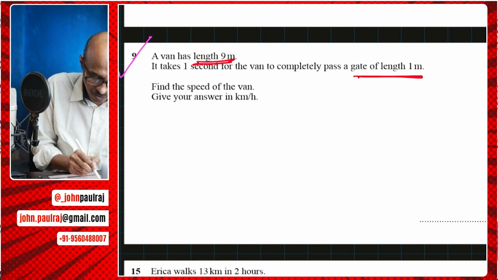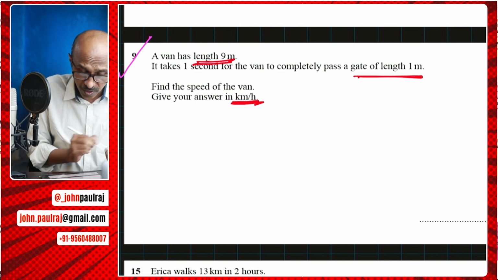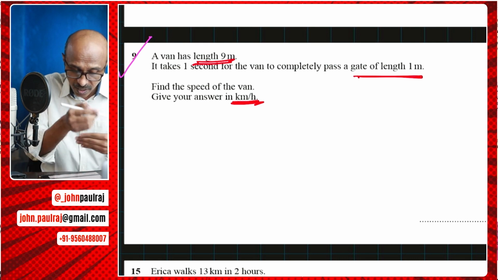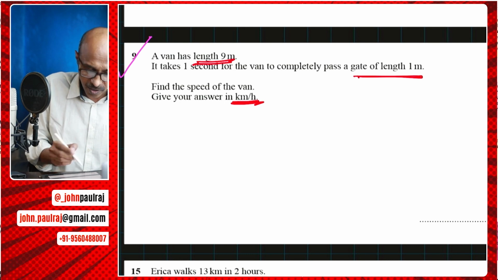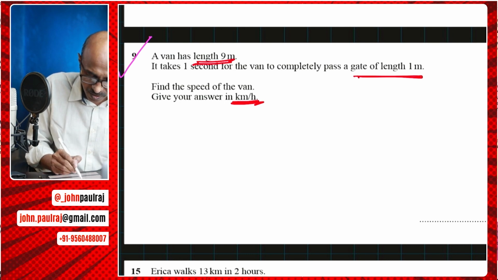And the question in this case is to find the speed of the van. And you need to give the answer in kilometers per hour. So again, there's a question where you have to find not just the speed, but then you have to convert it. And the trick is, in this particular question, I'd just say first, just draw something, draw the gate, okay? So let's say that's the gate. That's one end of the gate, that's the other end of the gate, and that is about 1 meter.